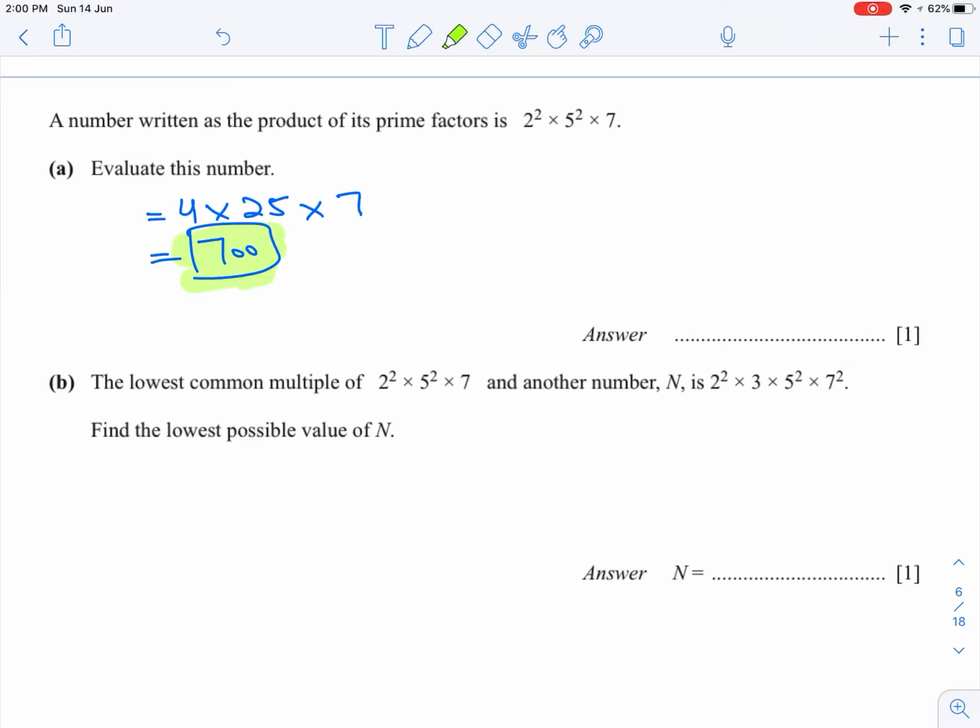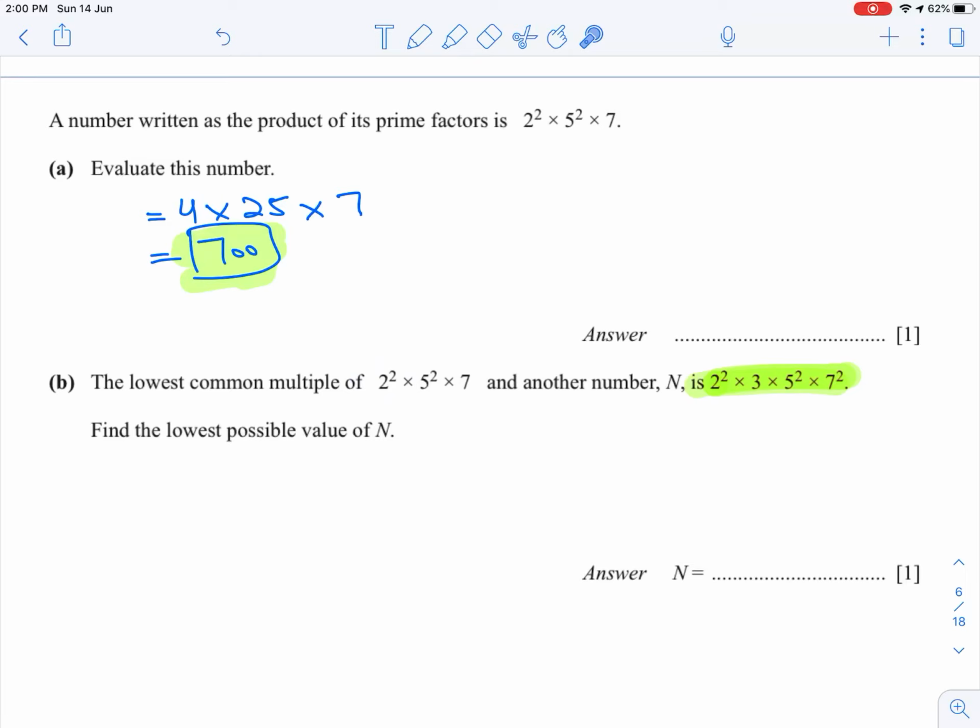Okay, the lowest common multiple of 2 square, 5 square and 7 and another number n is this. This is the LCM. Find the lowest possible value of n. Now the number n is missing, but we know the prime factorization. The LCM is this. Look at the LCM. You've got 2 to the power 2 here. That means the number n may or may not have 2 in it. Even if it doesn't have 2 in it, since you've got 2 2's here, LCM has these 2 2's.